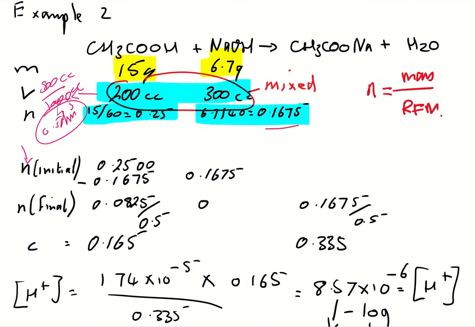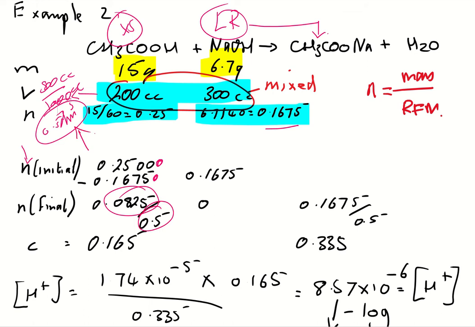acid. I had 0.1675 moles of the alkali, so my acid is of course in excess. My alkali is my limiting reactant. It'll limit how much of my salt I can make, and therefore the moles of acid that is left over will be the moles that I started off with minus the moles of alkali that it reacted with, which gives me 0.0825 moles of it. I want the concentration of it, so I divide that by the 0.5 from up here, and my concentration therefore of my HA is 0.165. I pop that into my equation that you should know off the back of your hand by now.